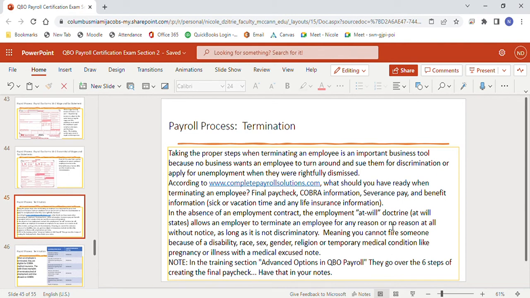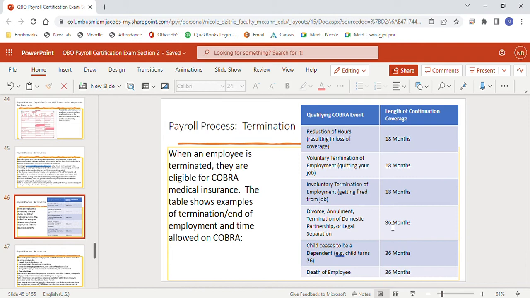inappropriate work behavior. Note, in the training section, advanced options in QBO Payroll, this is not in that specialty. That's where you go to the regular training. They go over the 6 steps of creating the final paycheck. So have that in your notes. I felt that was a little bit too tedious for me to go over. Continuing on with termination.